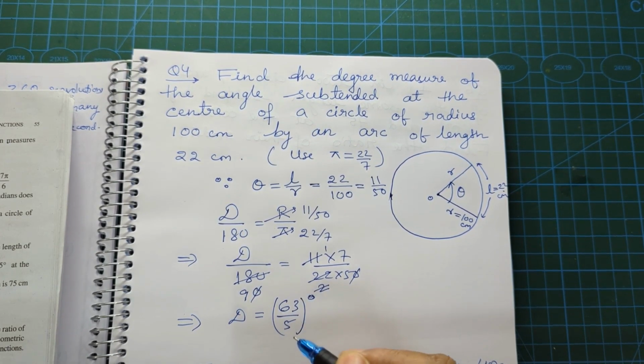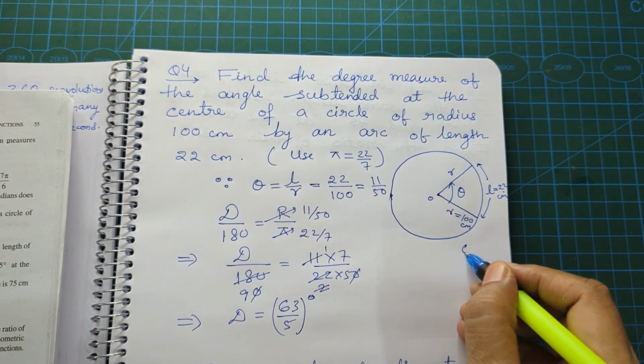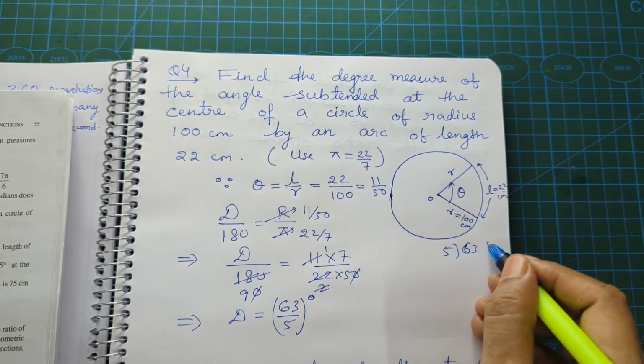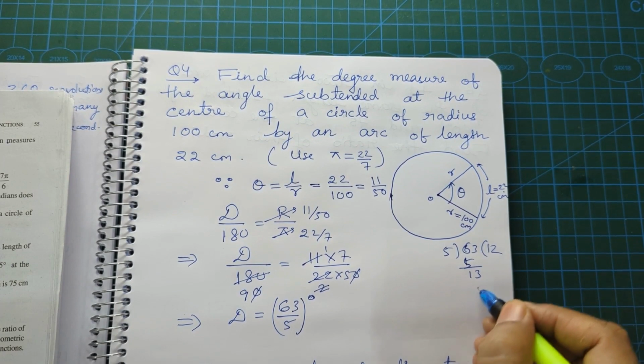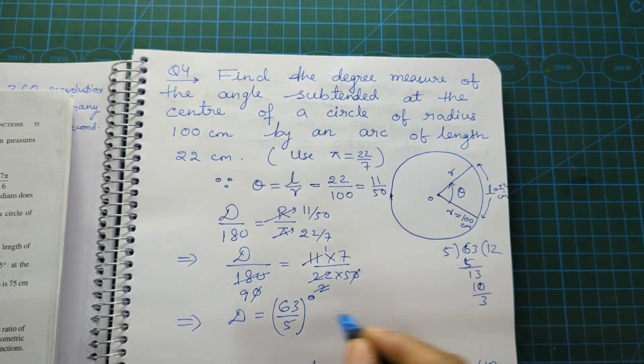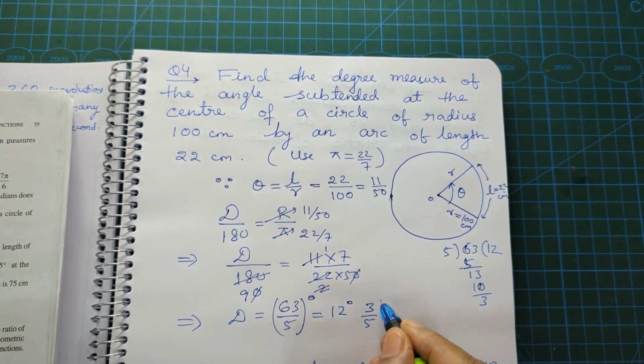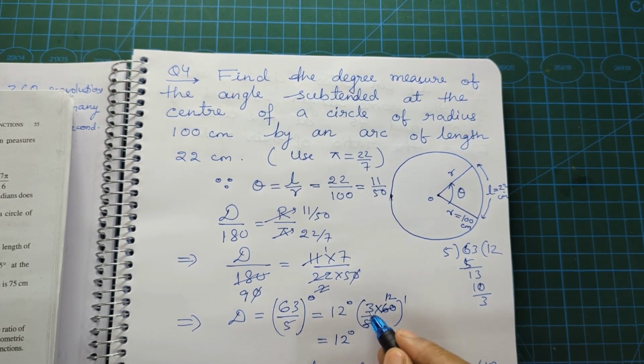We have to write this properly in terms of degrees as well as minutes. So 63 by 5, when we divide, we'll go for long division. 5 ones, 5 twos. So this is 12 degrees and 3 upon 5 degree, but 1 degree is 60 minutes. So times 60, we get the answer in terms of minutes. 5 ones, 5 twelves. So 12 degrees, 3 into 12, that is 36 minutes.